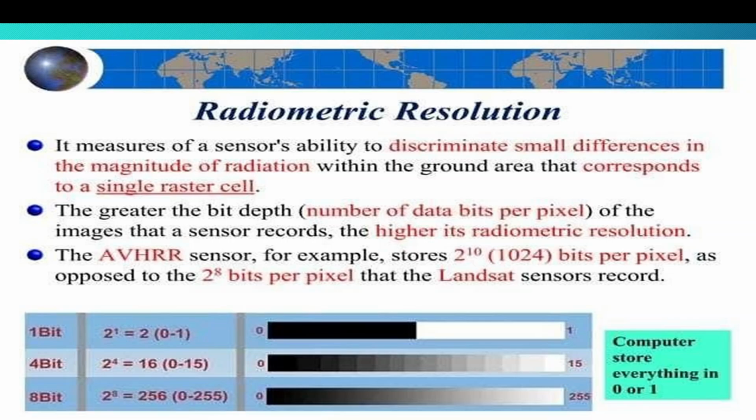So the AVHRR sensor can capture 10 bit, that is 1024 levels per pixel, while Landsat captures 8 bit, 256 levels, meaning AVHRR has finer radiometric detail. In short, higher radiometric resolution improves image quality by capturing more subtle variation in light intensity.